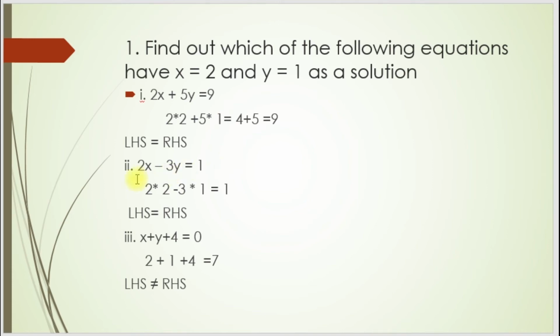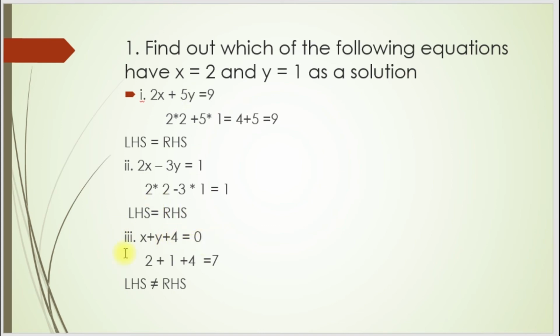Then second question, 2x minus 3y is equal to 1. Here also you have to substitute 2 instead of x and 1 instead of y. So, 2 into 2 minus 3 into 1 is 4 minus 3, which is equal to 1. This 1 is equal to the RHS 1. So, LHS is equal to RHS. So, you can state that x is equal to 2 and y is equal to 1 is a solution of this equation also.